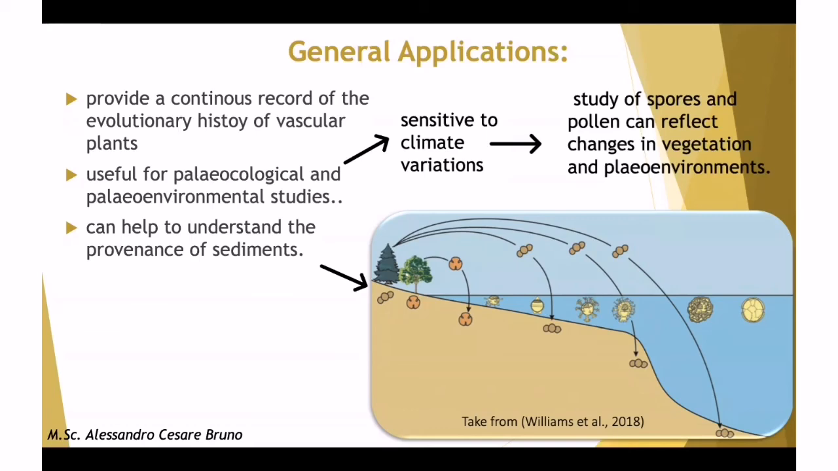And also the study of spore and pollen grains can help to understand the provenance of sediment. As I told you before, the accuracy of determination of paleoenvironment with pollen grains is not very easy because the angiosperm pollen grains, for example, as represented in this picture, can travel very long distances, and they can be found from the neritic environment to deep water environment. Spores generally cannot travel very long distances. They are found generally in terrestrial environment and neritic environment.